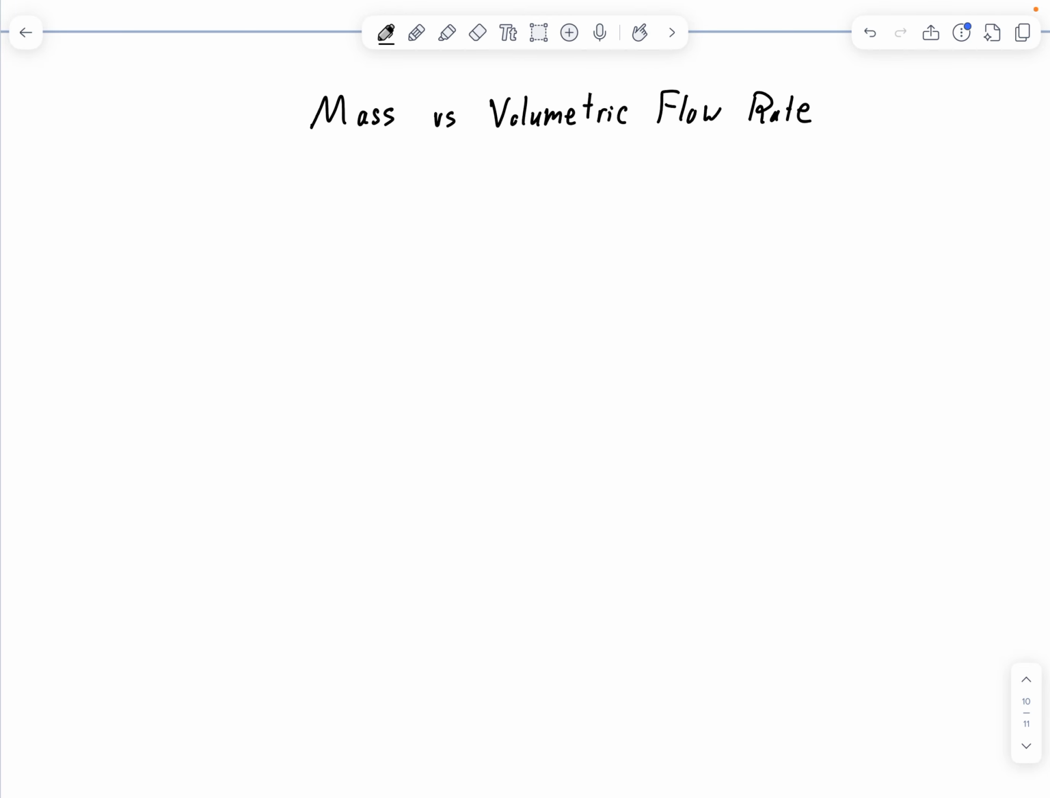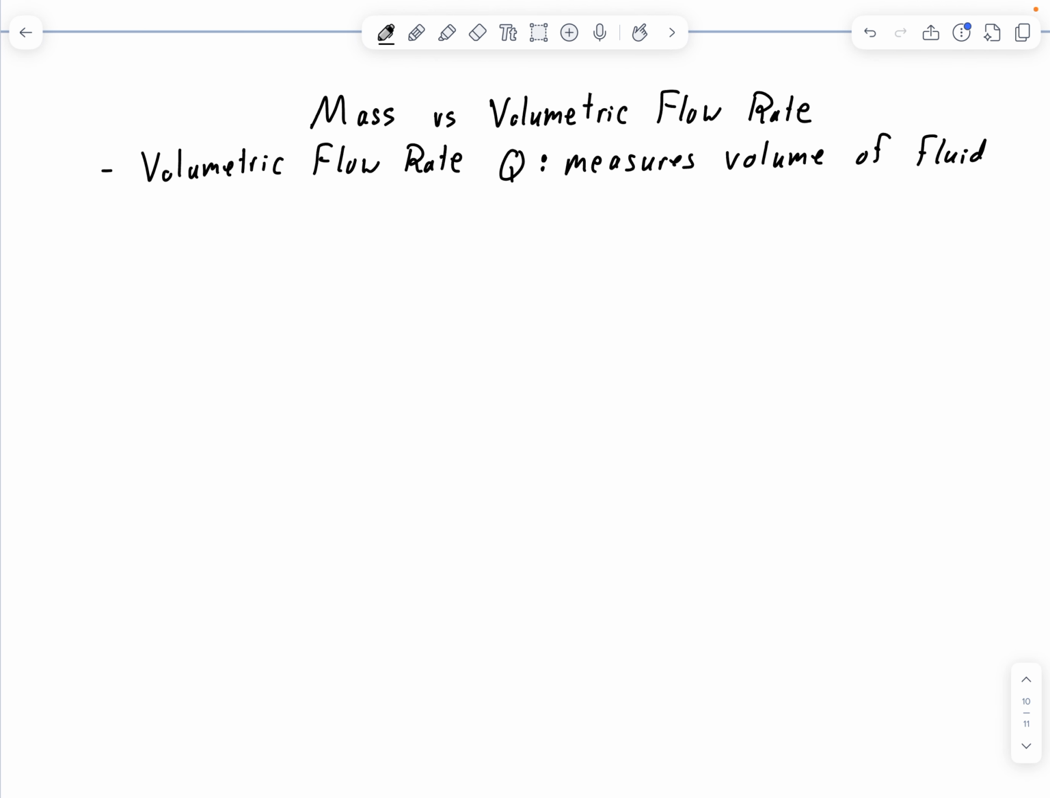In this video, we're going to review the differences between the mass flow rate and the volumetric flow rate. The volumetric flow rate is abbreviated by a capital Q, and it measures the volume of fluid passing through a cross-sectional area per unit time.